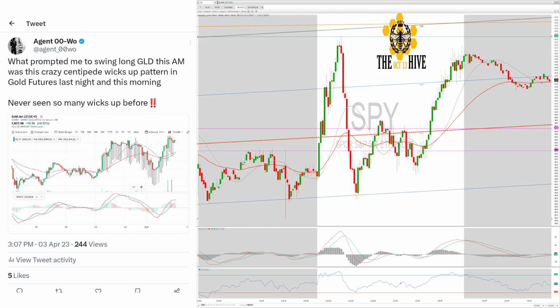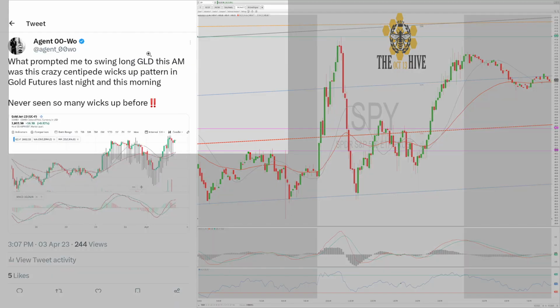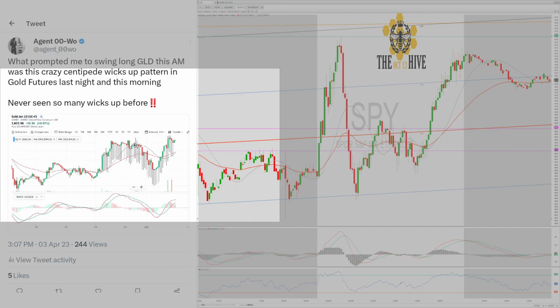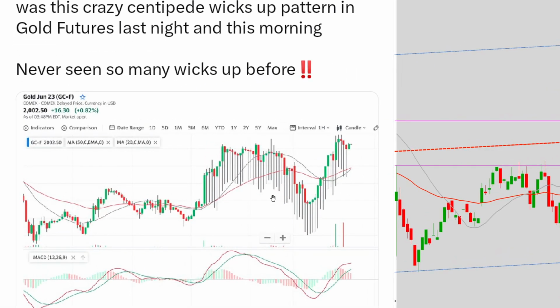So, what prompted me to swing long on gold this morning? Check this out, guys. I've never seen anything like this before. Check this out. Look at this. You've heard me talk about wick up before. Look at this centipede wick up. This was last night. This was all like last night, last week, last night, and this was this morning. I was like, oh my.